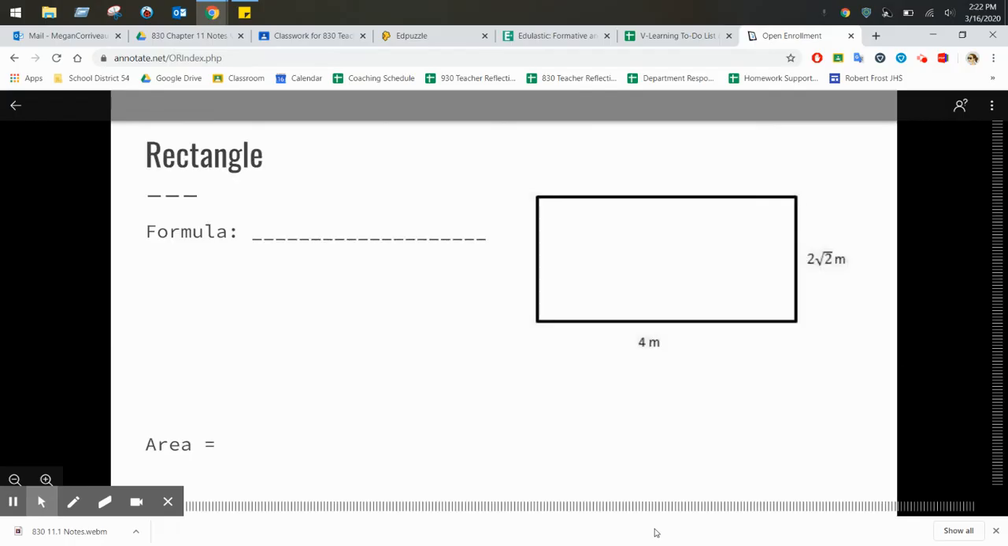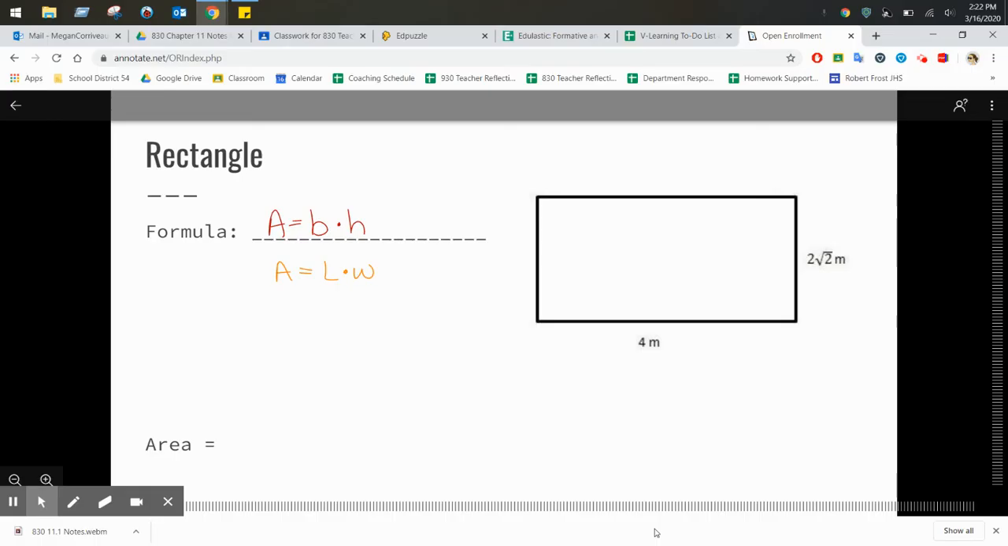So let's start off with the rectangle, right? That would be the basic one. We talked about it a little bit in 11.1. So if you remember, the formula for the area of a rectangle is area equals base times height or length times width. If you want to say that, that would be fine too. However you think of it, whatever vocabulary you use, they both mean the same thing, right?